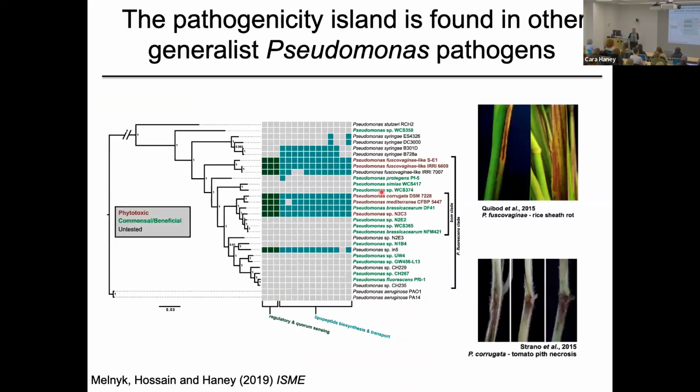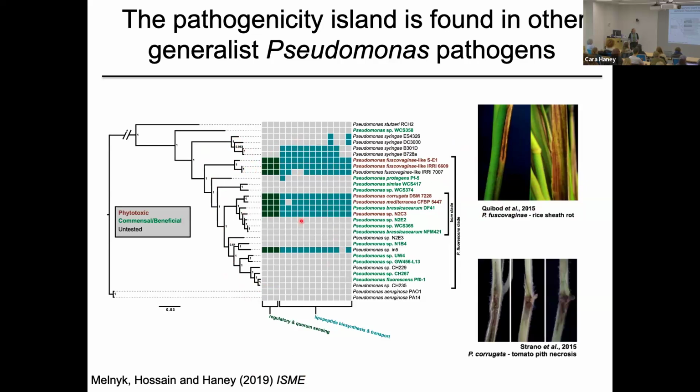So we found that they've likely been horizontally transferred. This was published a few years ago, so I'm not going to go into all those details. But they were likely horizontally transferred from Pseudomonas syringae here into a few different other Pseudomonas groups. This includes Pseudomonas fuscovaginae, which is actually within the Pseudomonas fluorescens group. So Pseudomonas fluorescens is here, and Pseudomonas syringae is here. So it's sort of in between fluorescens and syringae. And these are nasty agricultural pathogens. They cause rice sheath rots and some other real agricultural disease.